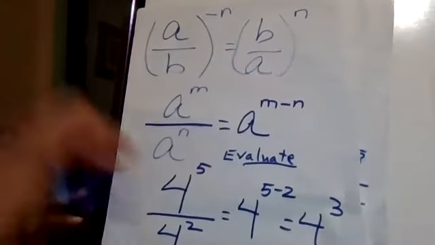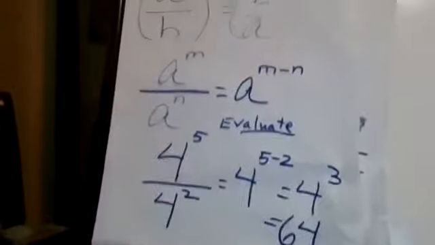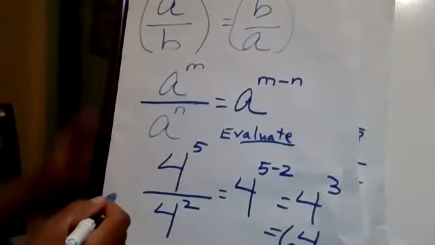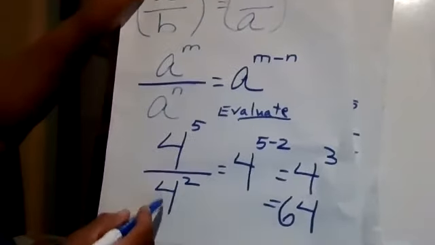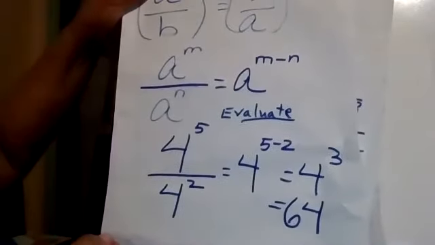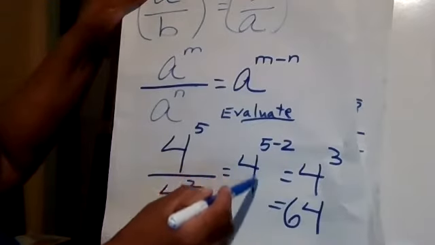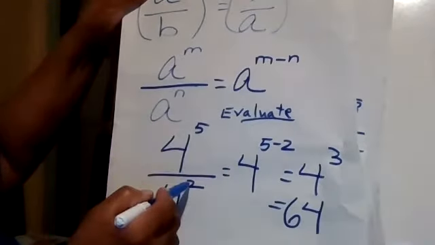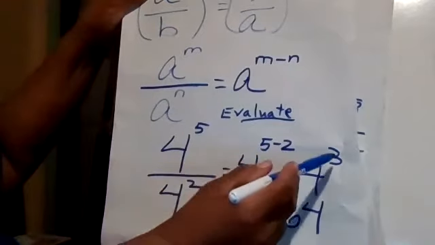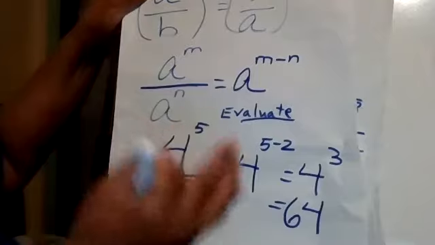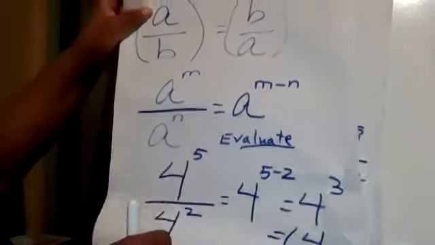So an example with that rule right here, I have 4 raised to the 5th divided by 4 raised to the 2nd. So if the bases are the same, you keep it, that's 4, and you subtract your exponents. 5 minus 2, which is 3. Now we're going to multiply 4 times 4 times 4, which gives me 64.